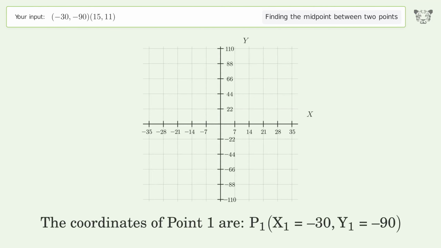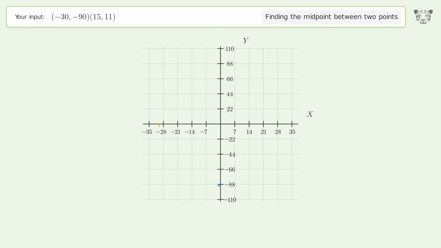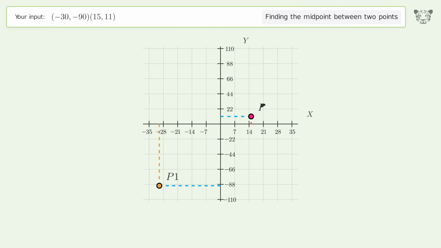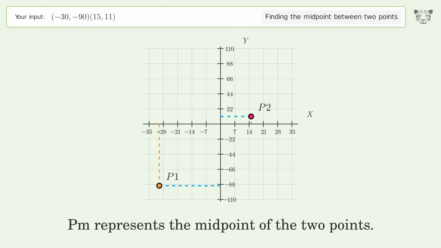The coordinates of point 1 are, x1 equals -30, y1 equals -90. The coordinates of point 2 are, x2 equals 15, y2 equals 11. PM represents the midpoint of the 2 points.